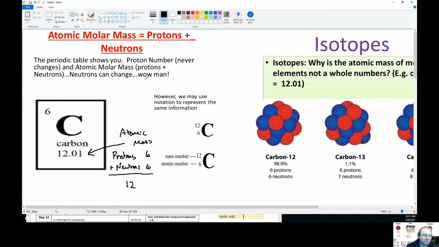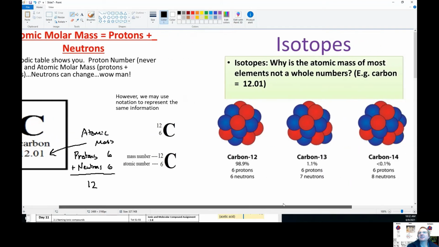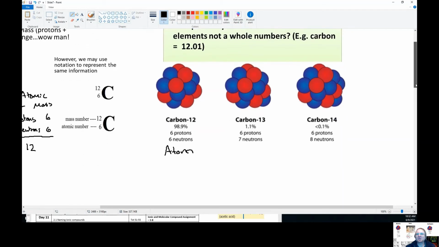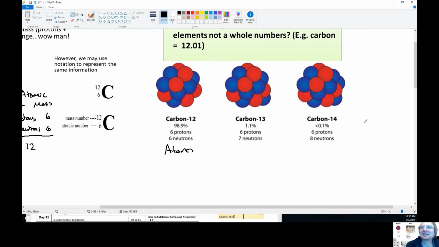So here are 3 different forms of carbon, 3 different isotopes. This is the most common one, and we would just call this the carbon atom, right? Technically, you could call it an isotope of carbon. But we'll make sure we're nice and consistent, and we've been calling it a periodic table of atoms, so a periodic table of the most common isotopes, most common atoms.